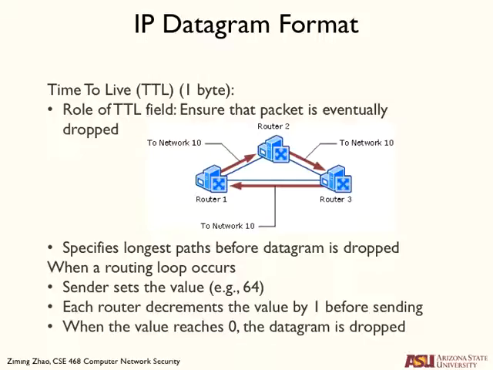Whenever a router receives an IP packet, it will decrement this value by 1 before forwarding it. And if this value reaches 0, the router should not forward the packet, but simply drop it, and also send out a message to inform the original sender that it is not forwarding this IP packet because the time to live value has dropped to 0.